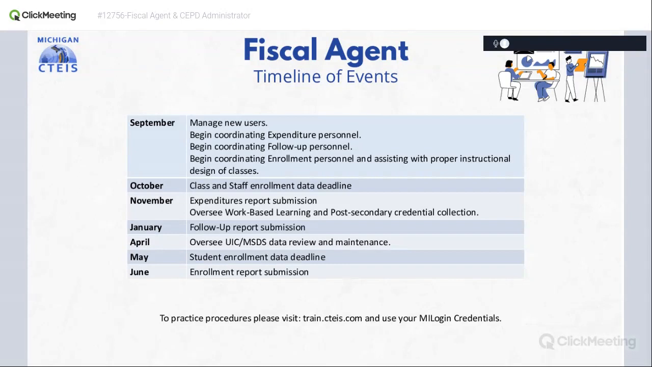Looking forward to November, your expenditures report is going to be due to your CEPD admin, and then you need to oversee your work-based learning and your post-secondary credential collections. In January, you're going to be working on your follow-up. I guess November should also have follow-up in it, but your follow-up reports are due in January. In April, again, just oversee URCs and MSDS data review and maintenance. In May, you're going to do your enrollment data deadline, and in June you're going to submit your enrollment reports.